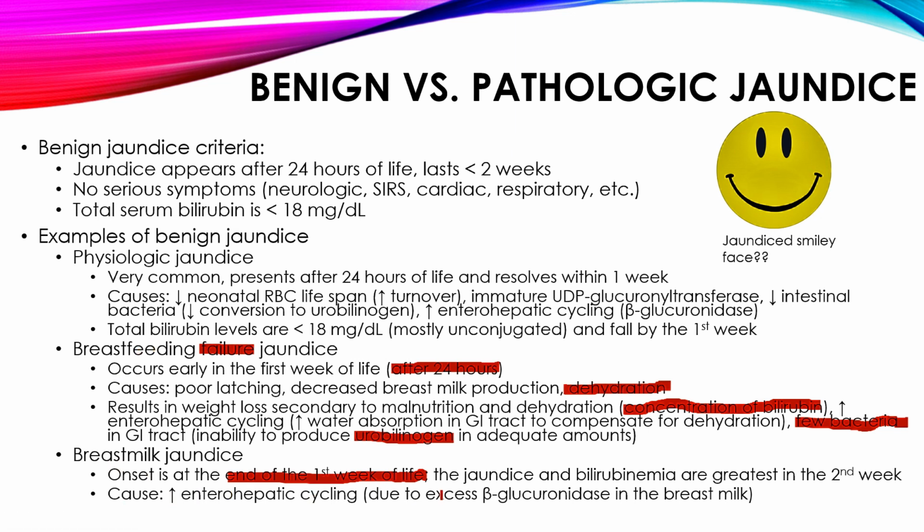So the cause: excess beta-glucuronidase in the breast milk triggers increased enterohepatic cycling, because beta-glucuronidase converts conjugated to unconjugated bilirubin, and the unconjugated bilirubin gets reabsorbed and cannot be excreted from the body.